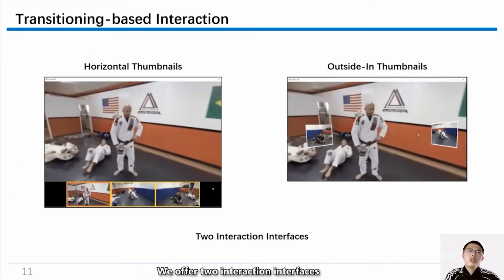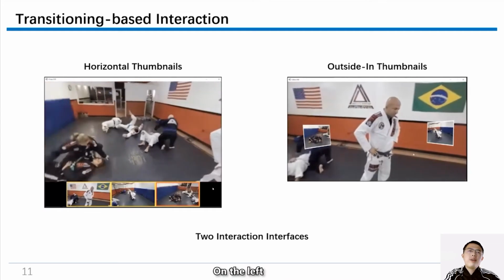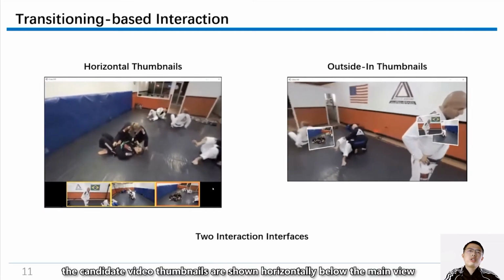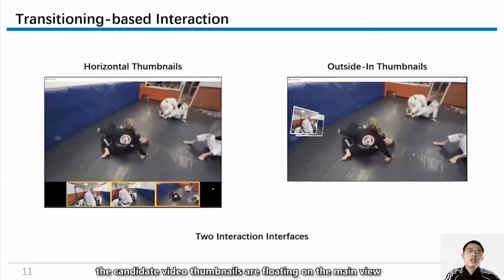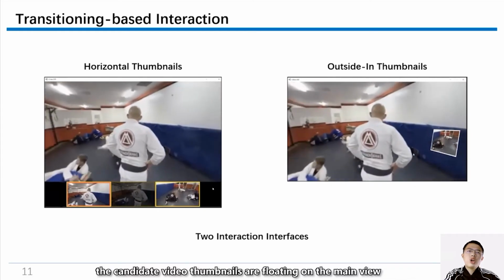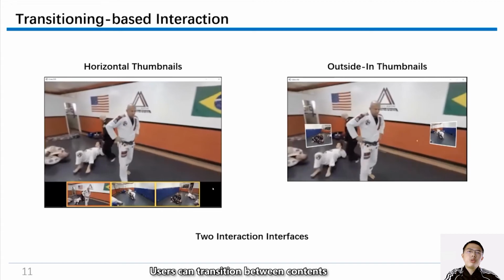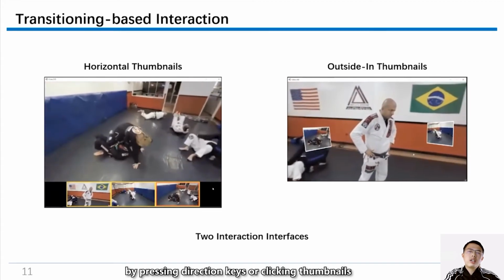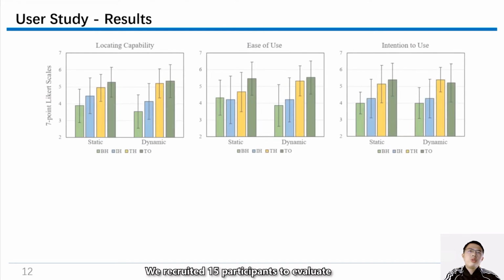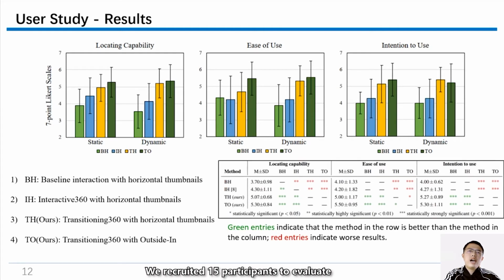We offer 2 interaction interfaces. On the left, the candidate video thumbnails are shown horizontally below the main view. On the right, the candidate video thumbnails are floating on the main view by using the outside-in method. Users can transition between contents by pressing direction keys or clicking thumbnails. We recruited 15 participants to evaluate. The results show that our 2 interaction modes are better than others in locating capability, ease of use, and intention to use both in static scenes and dynamic scenes.